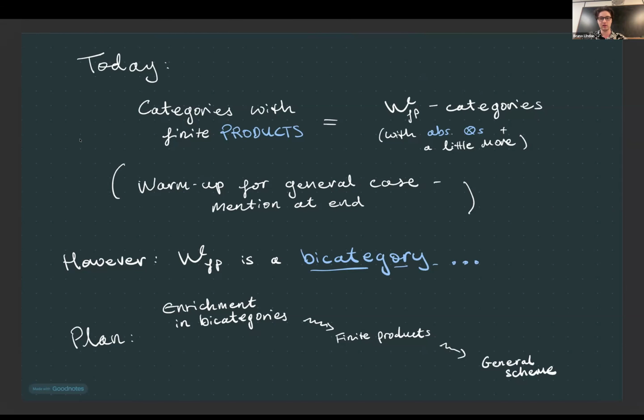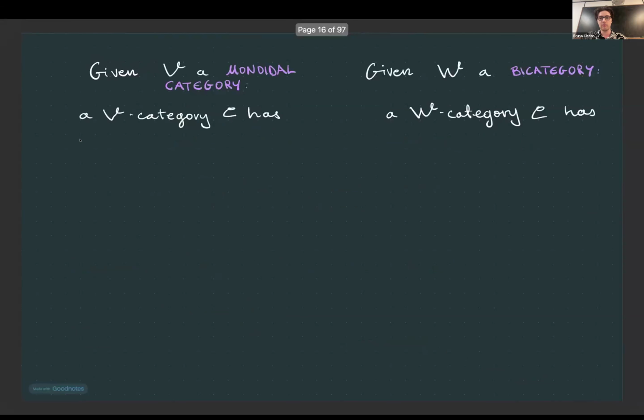elaborate a little bit. So in terms of getting everyone up to speed on enriching in bicategories, the differences are not too peculiar.